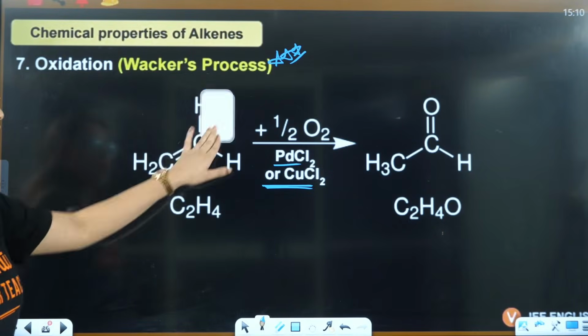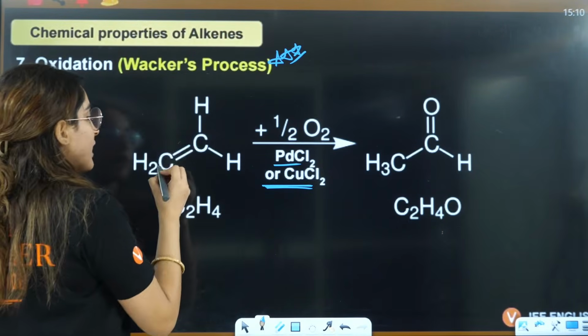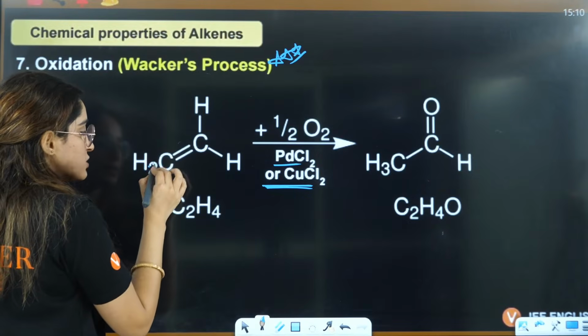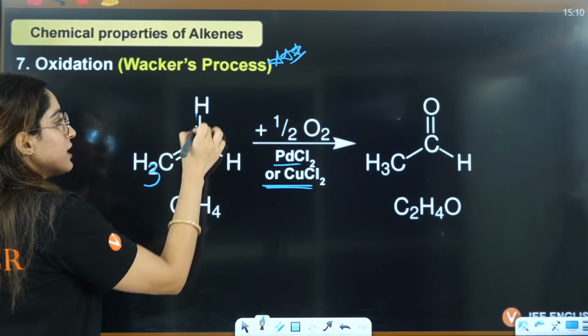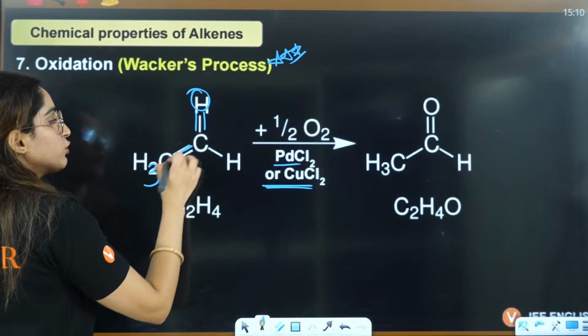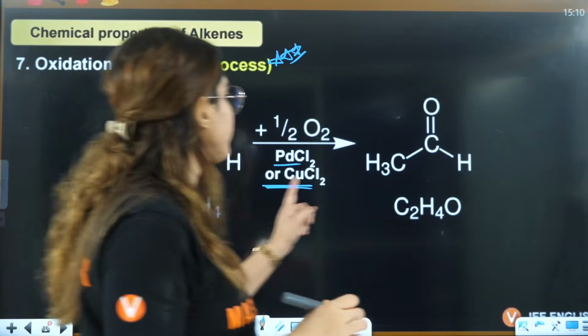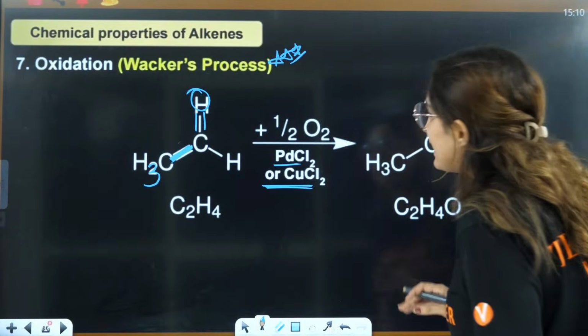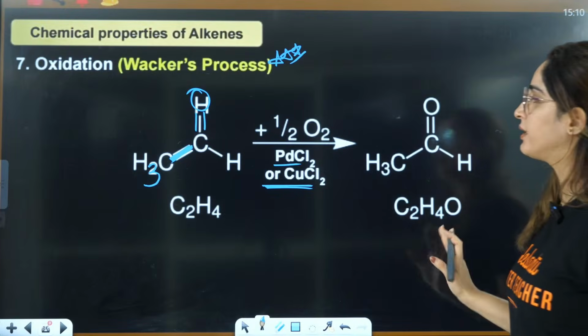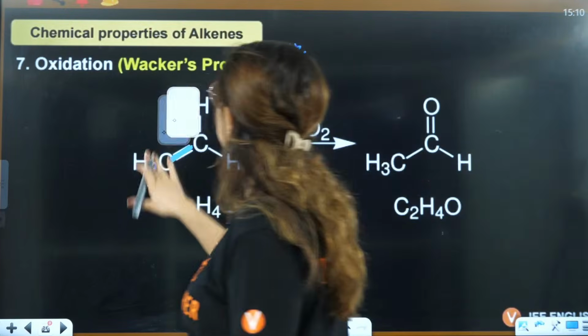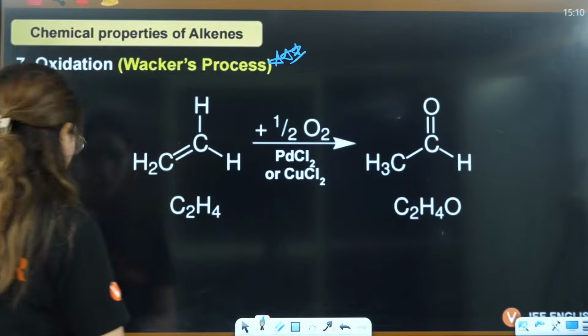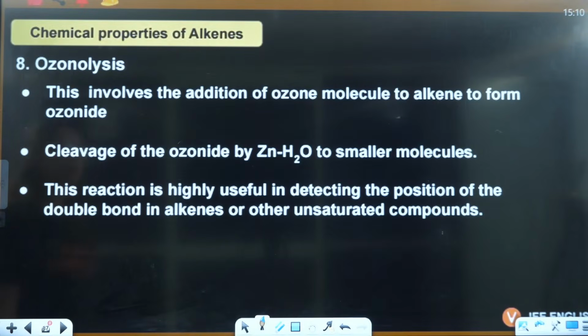So what will happen? This pi bond will break and this one hydrogen you will add here and this will be directly converted to double bond O, and hence you will have the formation of aldehyde or ketone from here, right? That is formed here. That is your Wacker's process, right?